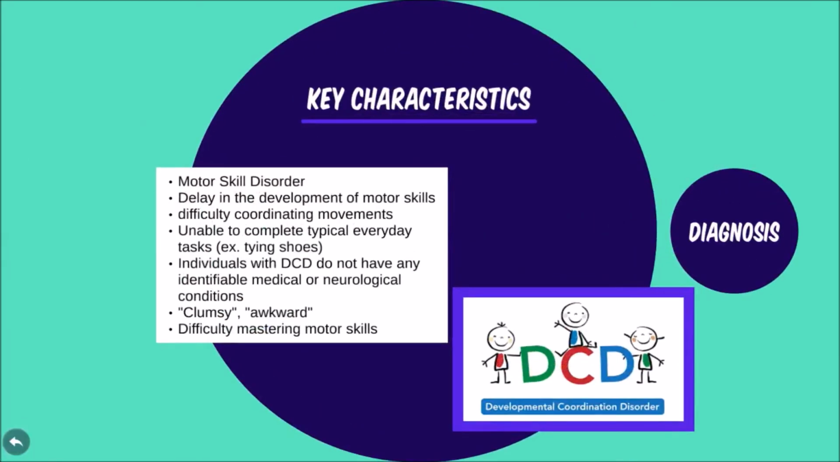Some key characteristics of DCD are that it is a motor skill disorder. Oftentimes, individuals with DCD have a delay in the development of motor skills. Often they are unable to complete typical everyday tasks such as tying shoes or buttoning up a shirt. Individuals with DCD do not have any identifiable medical or neurological conditions.